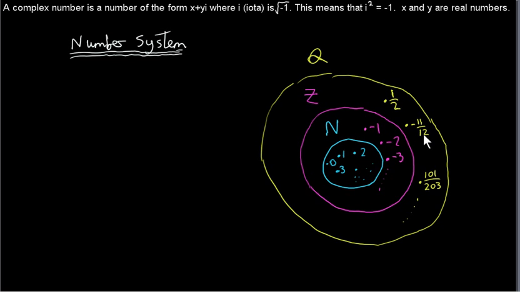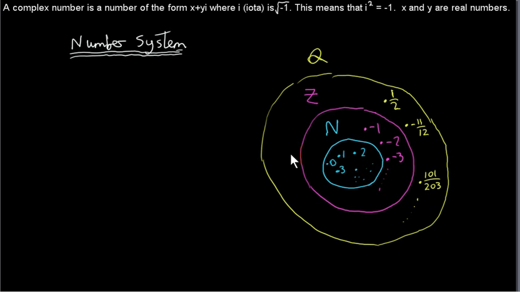Similarly, minus 11 over 12 is a rational number. It's the integer minus 11 divided by the integer plus 12. Similarly, 101 over 203 is a rational number. It's the integer plus 101 divided by the integer plus 203.